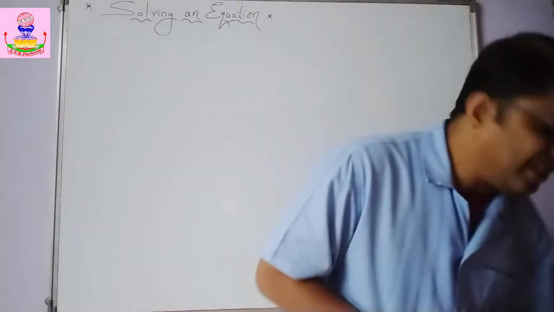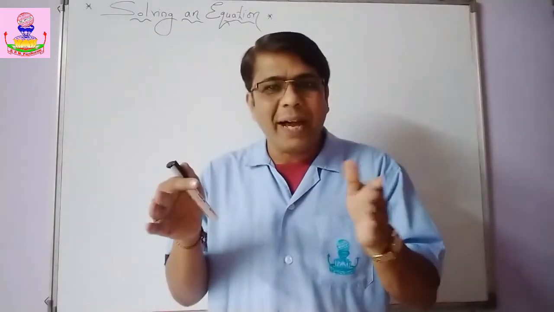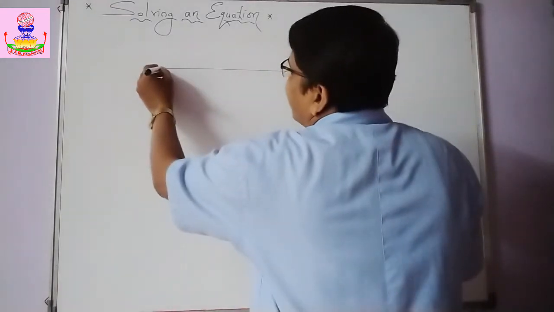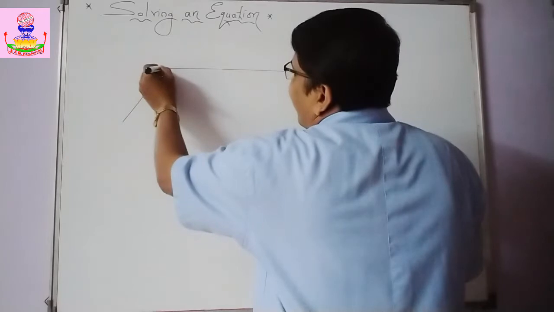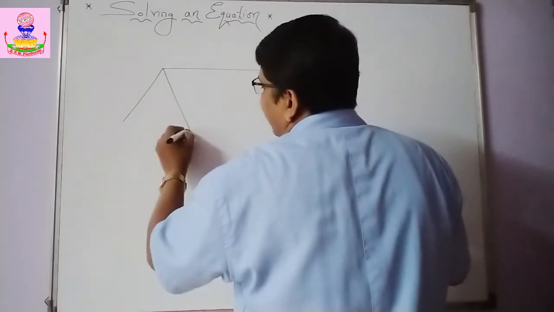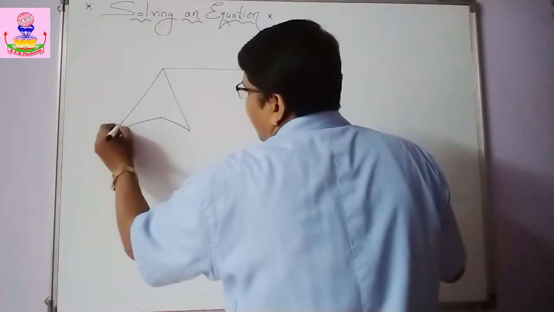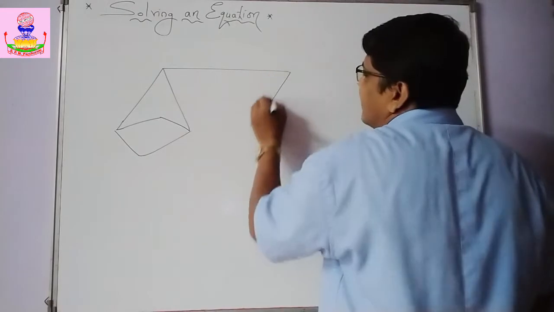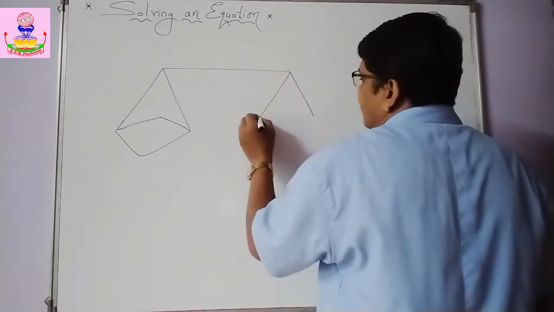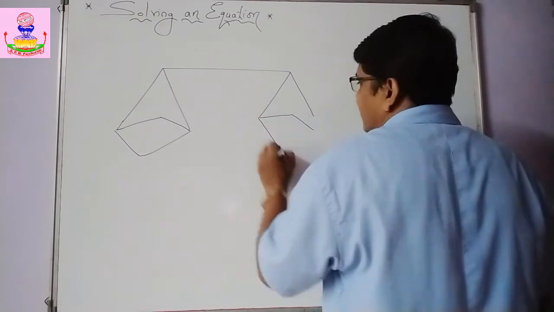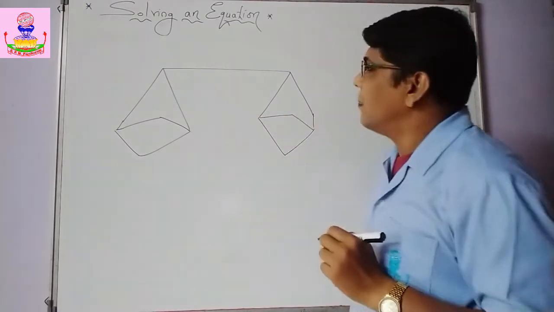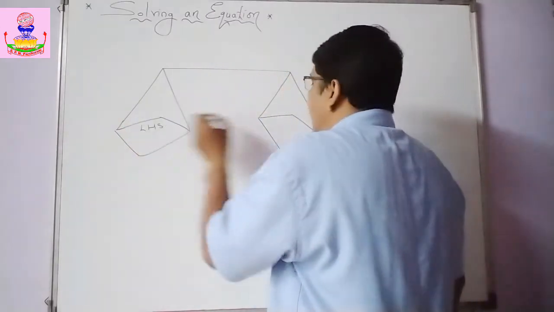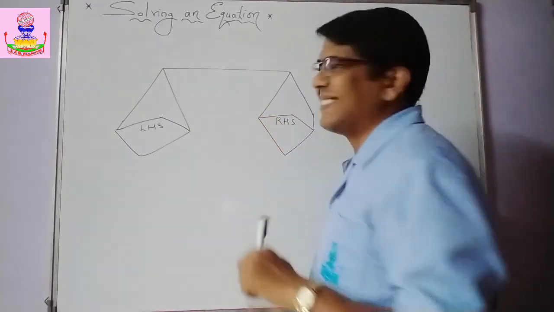Now, equations are just like a balance. You know a balance? There is a horizontal bar like this, and there are two strings like this, and you will have a pan like this. Am I right? Same thing here. Suppose this is LHS, the left hand side, and this is the right hand side.